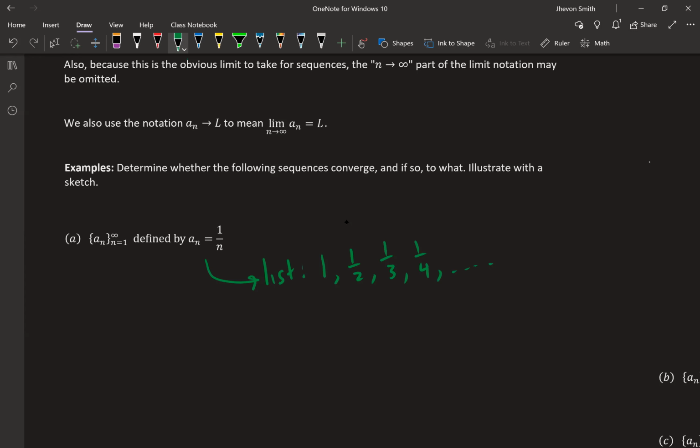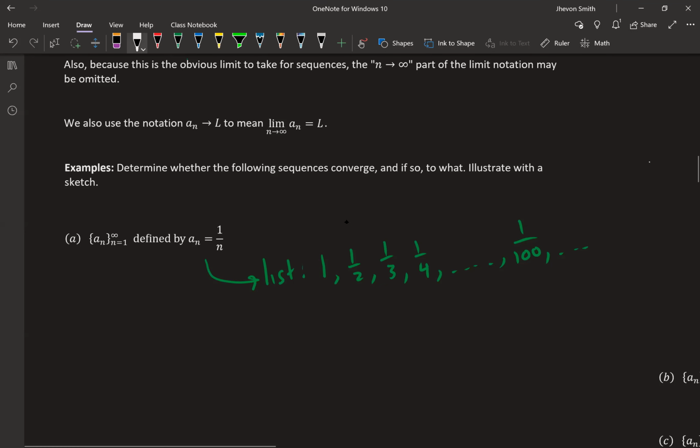So here's a list that is in a definite order. I know how to find all the guys in the list. What does the 100th guy look like? Well, he looks like 1 over 100. And I can continue, right? There's a definite order in my mind in how I'm writing out this list. It is given by this formula, a sub n equals 1 over n.